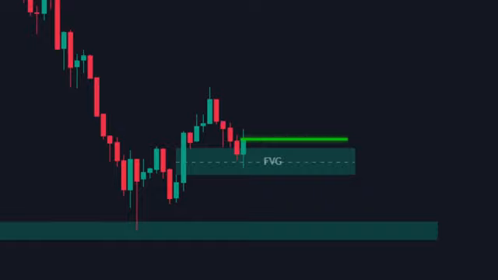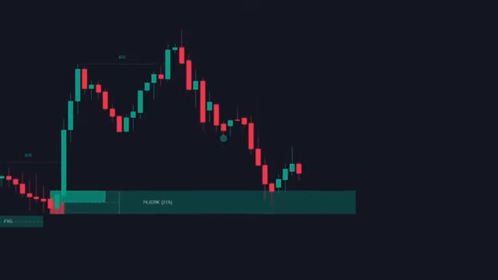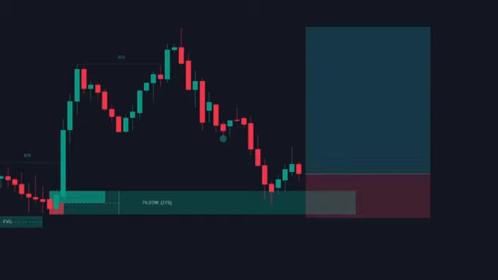This is where we'll execute our buy order, positioning ourselves alongside institutional money for the next upward move. For risk management, we return to our higher time frame to set our stop loss below the low of our zone, and our take profit at the previous high.